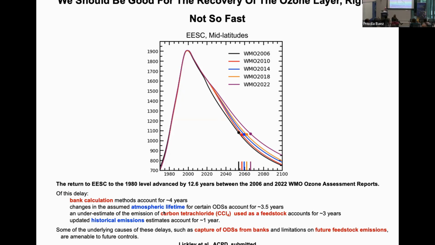We also have something that we have no control over. These are ranked in terms of the magnitude. We have no control over what scientists think the lifetime of the gas is. Our knowledge gets better over time, we hope. And so as our knowledge gets better, we think these gases are longer lived. If they're longer lived, they persist for longer. I mean, it is what it is.